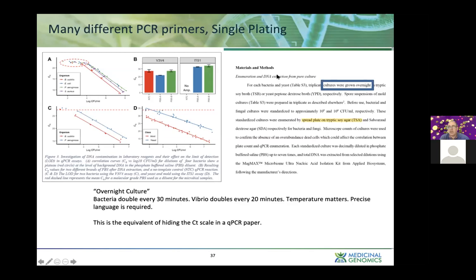The other thing that we'd highlight is that this is suggesting just overnight culture. We don't get away with just guessing the CT. You can't guess the time frame that you grow these either, okay? You have to be very specific here because the bacteria double every 30 minutes, the Vibrio doubles every 20 minutes, the temperature is very important, precision is needed here. This would be like hiding the CT scale on any PCR paper.